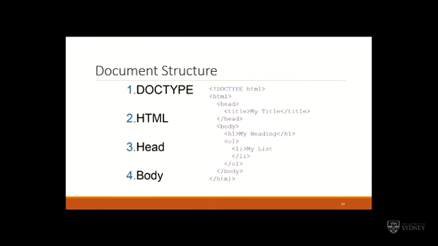So the document structure: always start with the doctype, just to tell the browser that you're using HTML5. Every HTML page has an HTML tag, a head section, and a body section. HTML encloses the entire document. The doctype tag specifies that the browser should expect to see an HTML5 document. Head contains metadata, so at a minimum the title for the page, but we might also have tags that specify the encoding that the file is using.